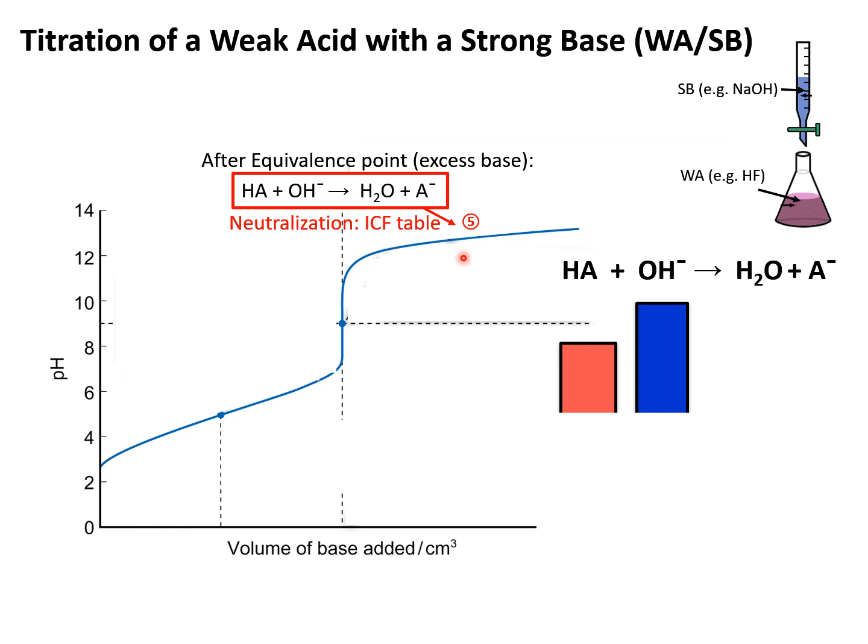Finally, once we pass the equivalence point, we see that we will have an excess of our strong base, hydroxide. And at this point, all of our weak acid will react with some of the hydroxide to produce the conjugate base A-. And here, we will have a mixture of our strong base OH- and our weak base A-. And most of the time, the pH of this mixture will be determined by the concentration of the strong base OH-, since our strong base will have much more of an effect than the weak base.